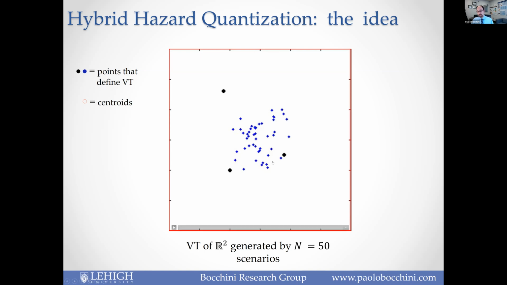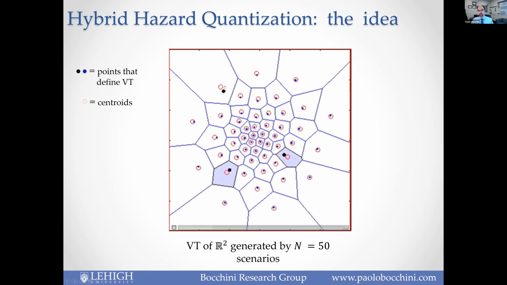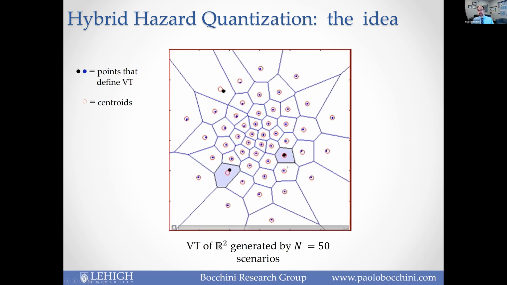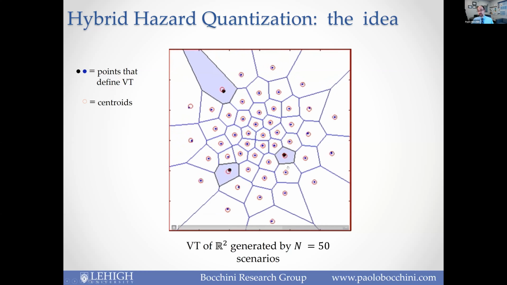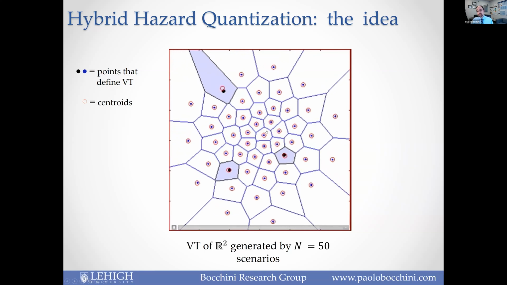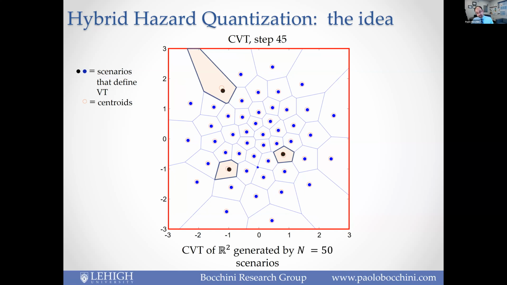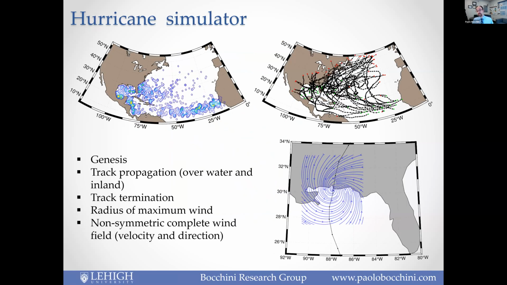So this is what we did in a two-dimensional conceptual example. The three black dots are static. They are the predetermined scenarios that have to be part of the final set. And as you can see, all the other dots basically adjust around them and build a quantization that results in an optimal partition while keeping those initial scenarios. Now, we did this for hurricanes. I don't have time to show all the results, but it works.